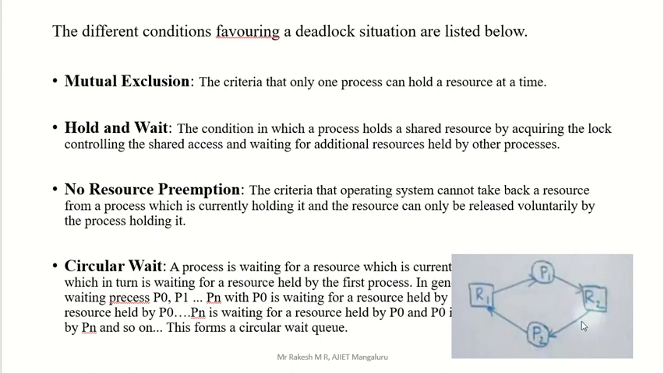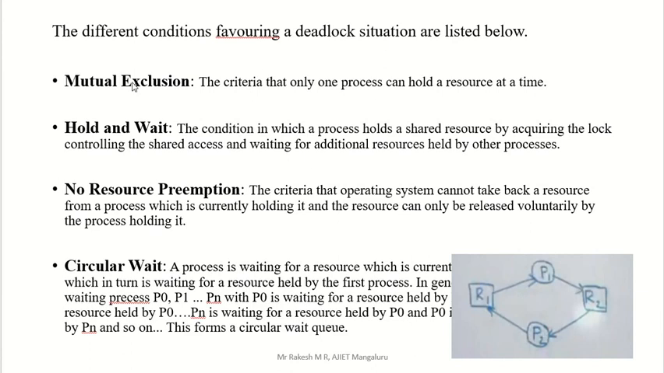So this is one circle. You can see the arrow marks, forming a circle. This is called circular wait. P1 and P2 can't execute because the resource required by P1, R2, is already acquired by P2. Unless P2 releases R2, P1 won't get it. So that is the circular wait. Here also there is a chance of deadlock.